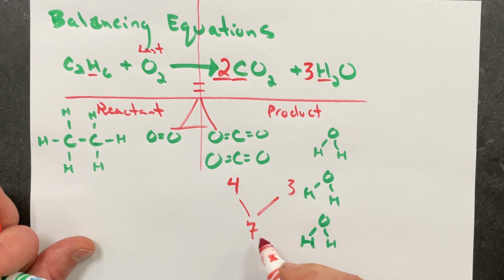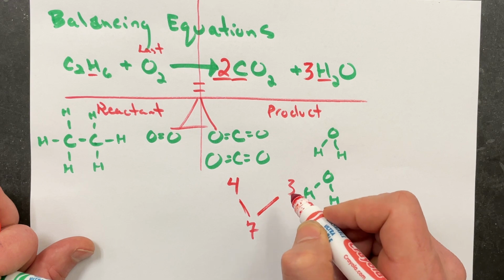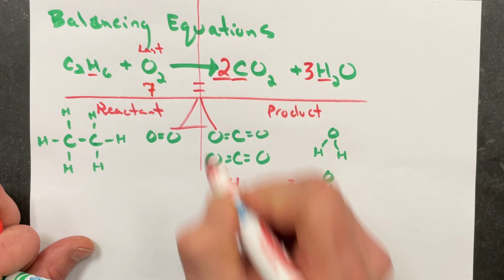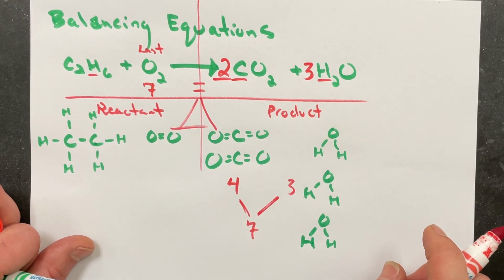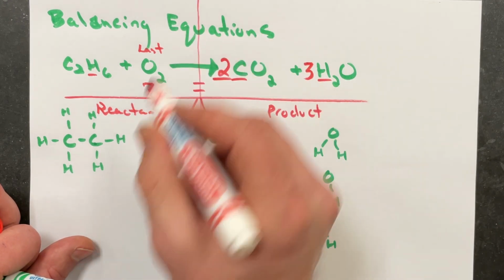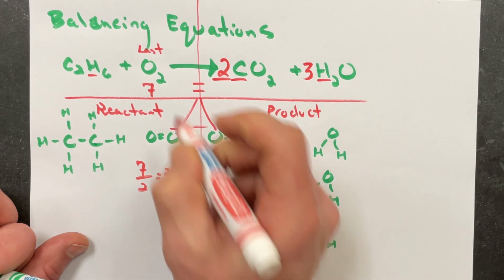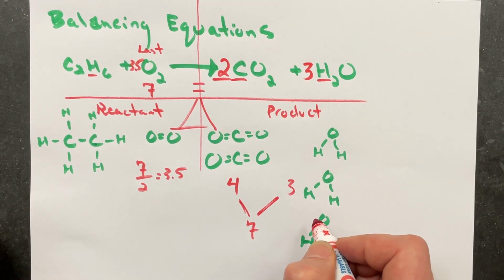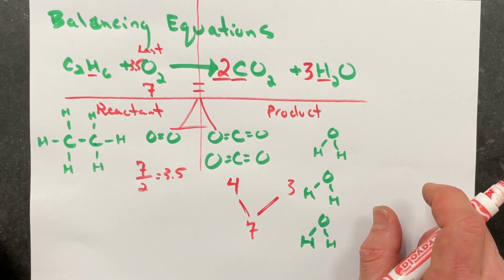So whenever you have an odd number, you just get to rejoice that you get to work a little bit harder. Our goal over here is to get to 7 oxygens. 2 times what is going to be 7? And then you go, dang, there's no whole number that's going to do that, but what number will do that? Well, if you take 7 divided by 2, you get 3.5. So I think it's easiest just to put that 3.5 right there. But then you say, that doesn't look right. And it doesn't look right.